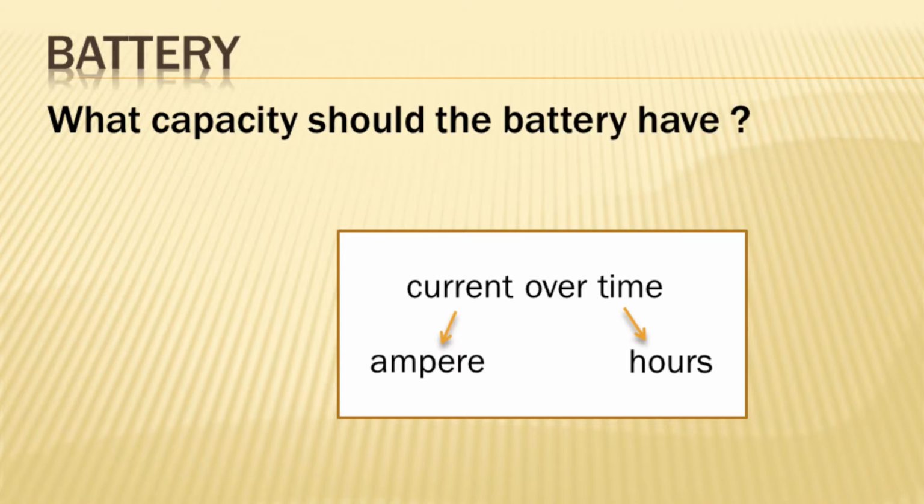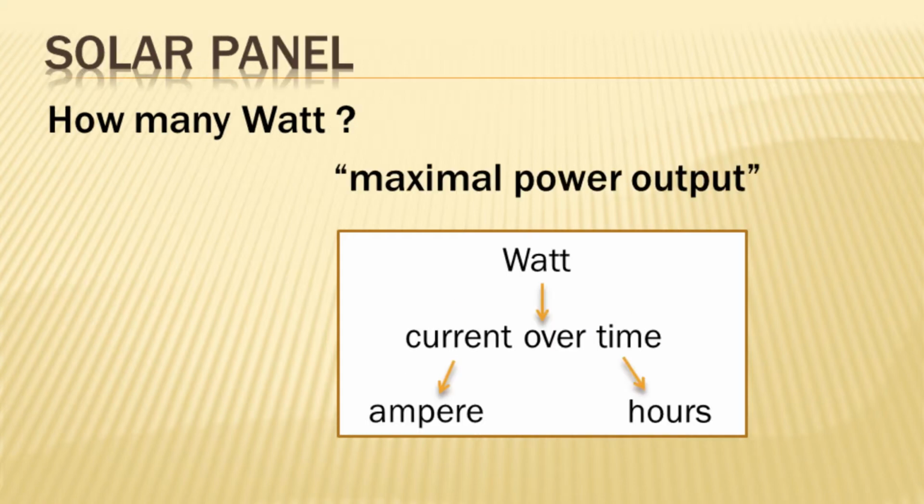Second, the battery. Kind of similar questions. What capacity should the battery have? It's again current over time that is drawn from the battery. Again, amp hours. How many watt should the solar panel or photovoltaic panel be able to provide?